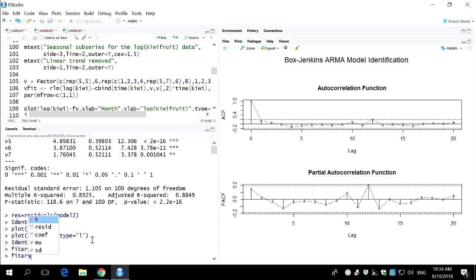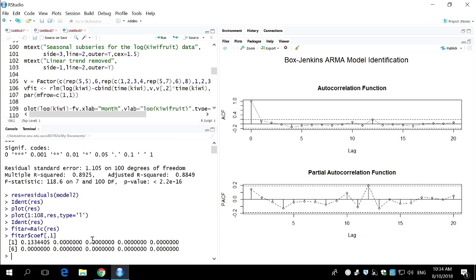fit.AR$coef, first column. So the coefficient for my AR1 would be 0.133. Quite a small number. And I could look at the residuals from that to then see whether there's any structure left. Okay, and then we look at residual plots, okay, to make sure that everything's hunky-dory.